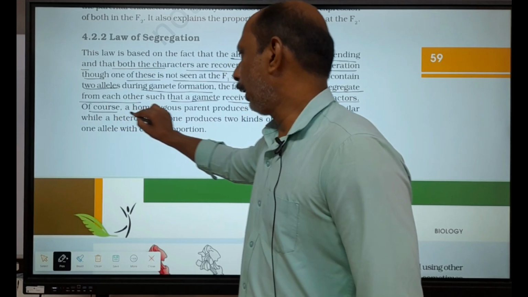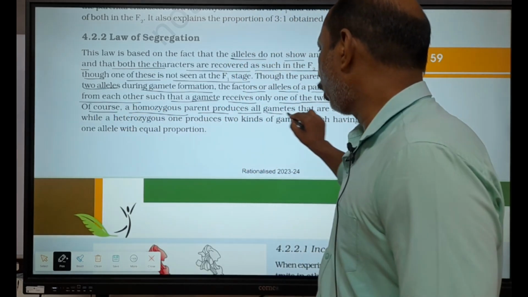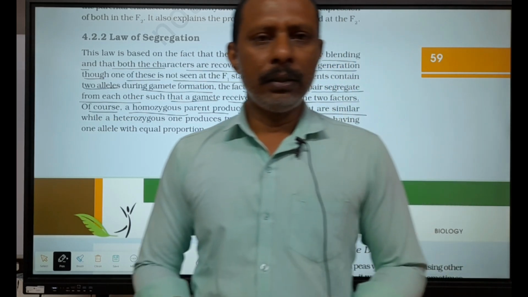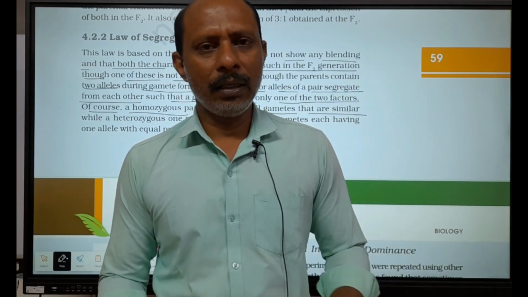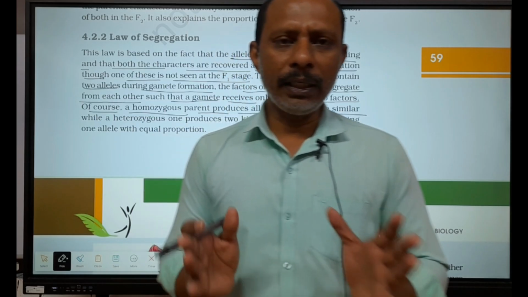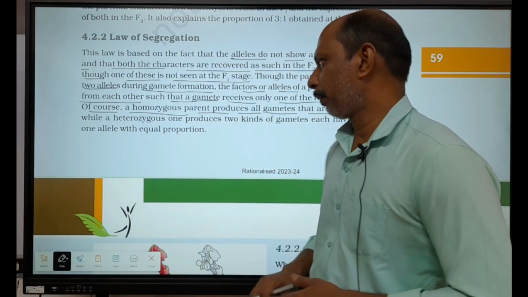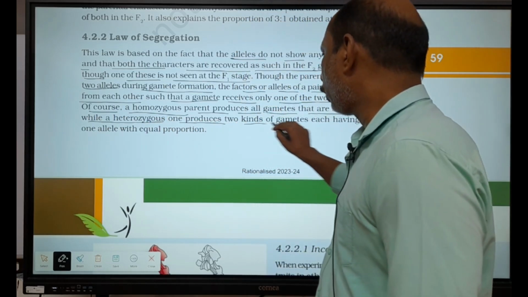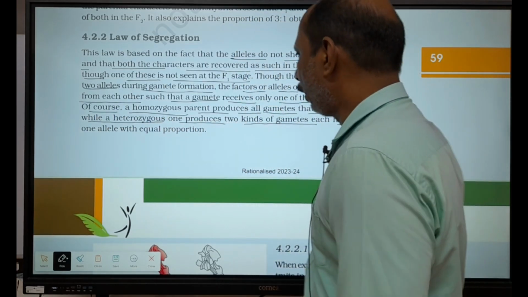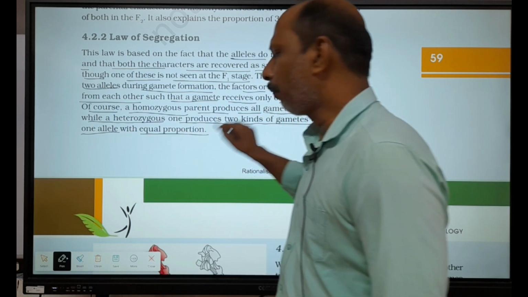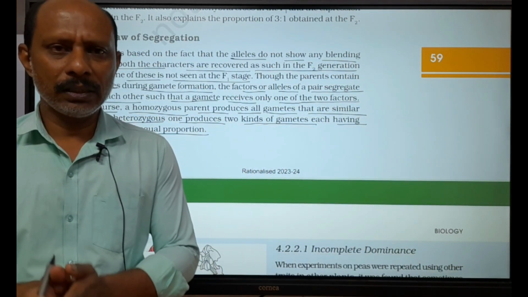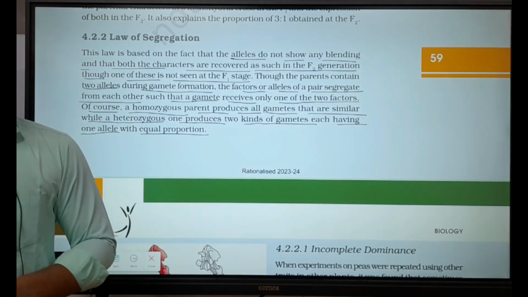Of course, a homozygous parent produces all gametes that are similar. Like in female, that is homozygous, XX is there, a similar type of gamete, or we can say a single type of gamete, is formed. While a heterozygous one produces two kinds of gametes, each having one allele in equal proportion, capital T and small t, so the two gametes are divided 50-50%.